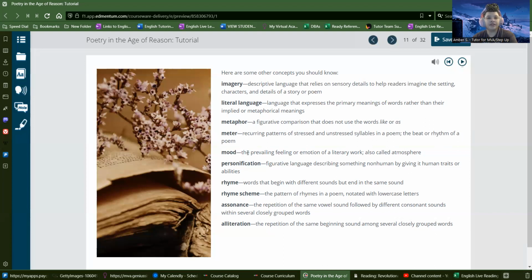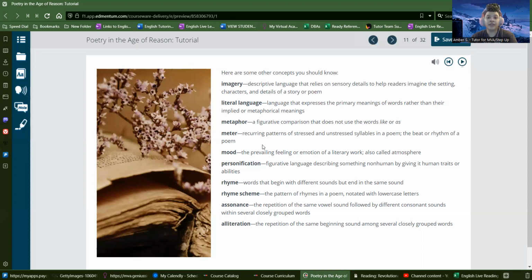Mood is the prevailing or number one feeling or emotion of a literary work, also called atmosphere. Now, mood basically just has to do with the types of words that you use to describe something. Now, if you say that someone is scared looking into the inky black abyss beneath their stairs leading into the basement, the fact that you use the words black, inky, darkness, abyss, or that you are scared, all of those words set the mood to let the person reading know that it's supposed to be a creepy, scary atmosphere because those are the words you picked.